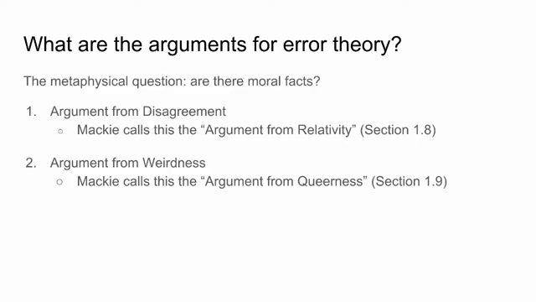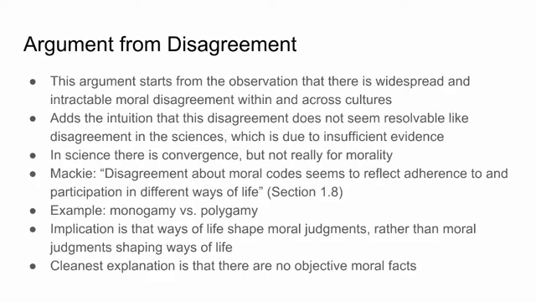So I'm going to follow some other philosophers like Michael Huemer, and just call this the argument from disagreement. The second is the argument from weirdness. Mackie calls this the argument from queerness, and that's just dated terminology, so I'm going to call it the argument from weirdness. So let's start with the argument from disagreement.